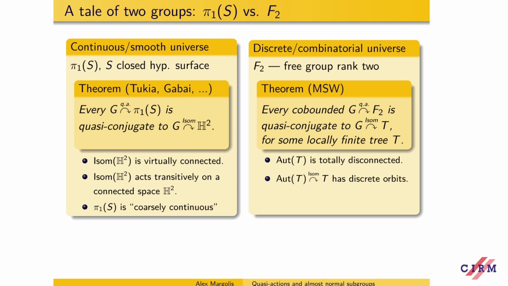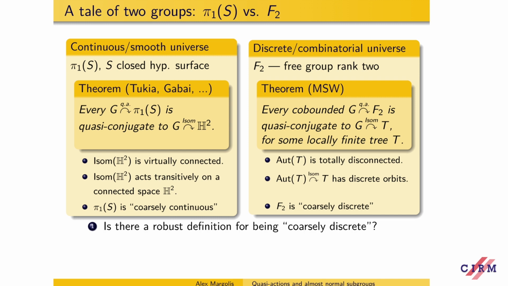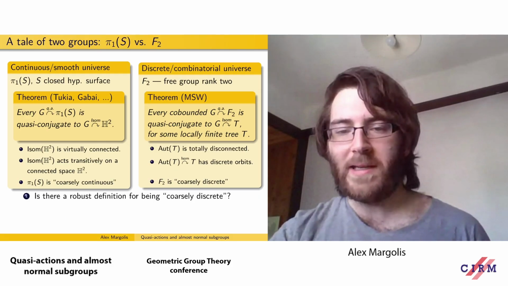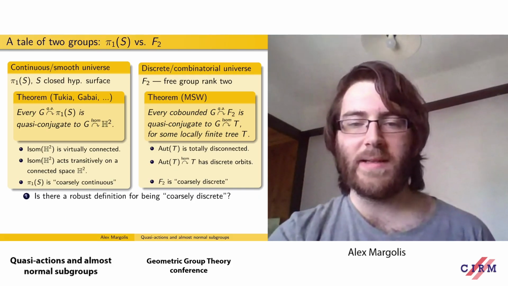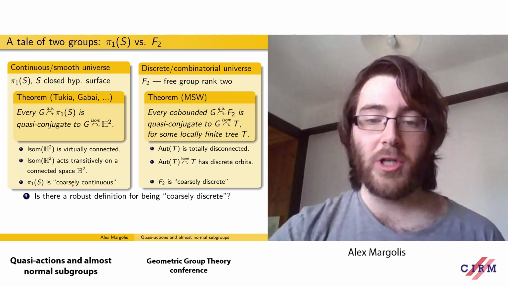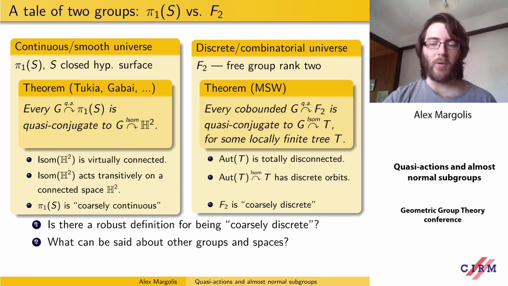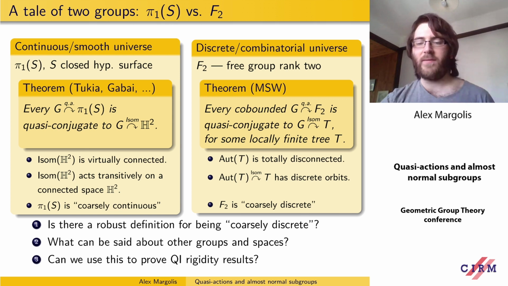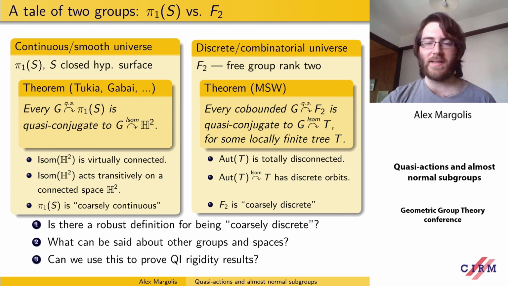So we'd like to say that π1 of S is coarsely continuous in some sense, and F2 is coarsely discrete. And I want to make this precise and come up with a robust proper definition for what I mean by coarsely discrete, something where F2 should be coarsely discrete, but π1 of S shouldn't be. And I want a lot more examples of coarsely discrete or coarsely continuous groups. And I want this to be useful. I want to be able to prove some interesting QI rigidity results using this technology, which I do.